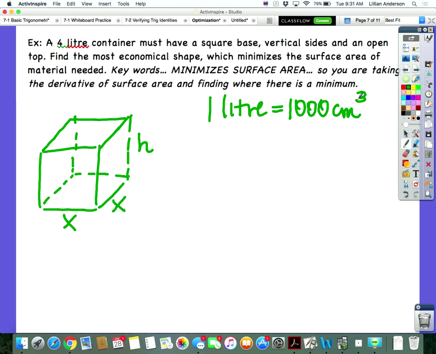Which means that 4 liters would be what? 4,000. You needed to know this in order to even start this problem. Okay? So if you did not know that, now you know. So that 4,000 centimeters cubed represents volume.